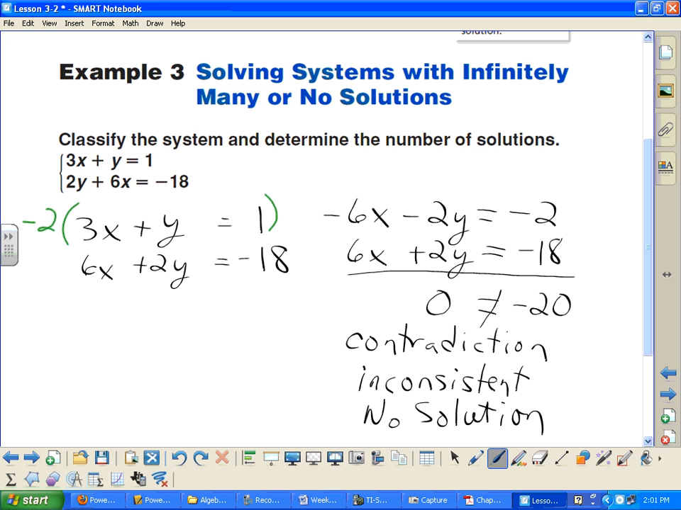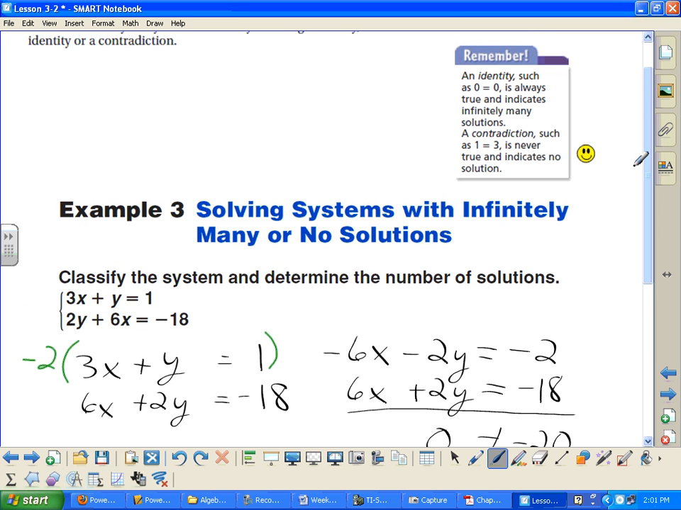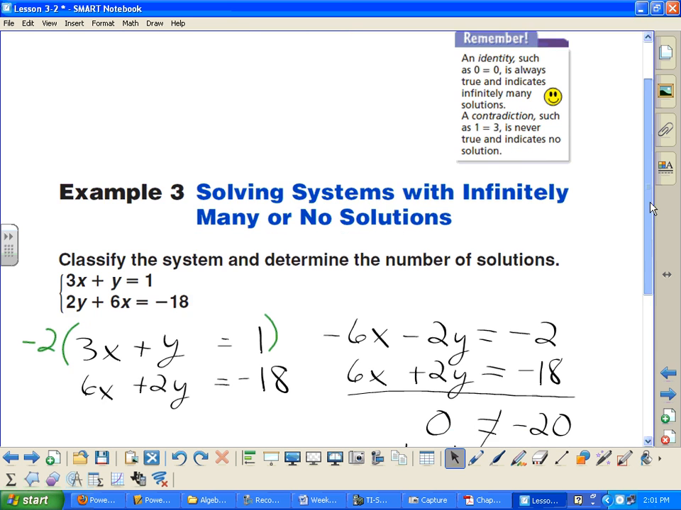If both sides went to 0, then you would have the identity here, which would tell you that there are infinitely many solutions, and that's when it's the same line. It would be the exact same line.